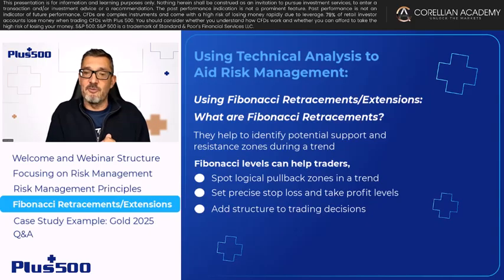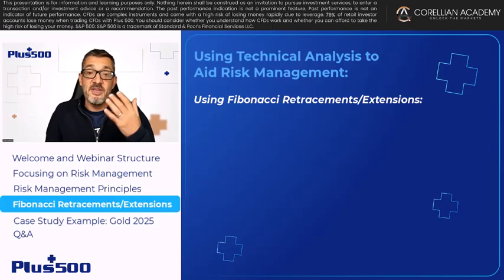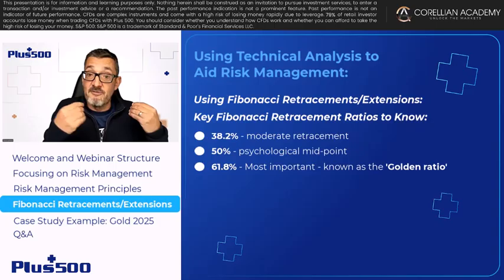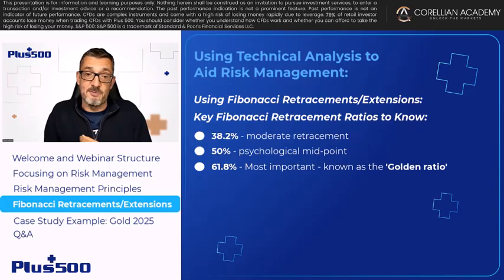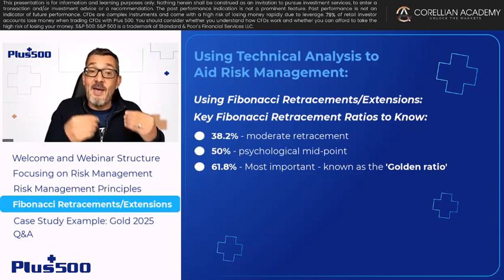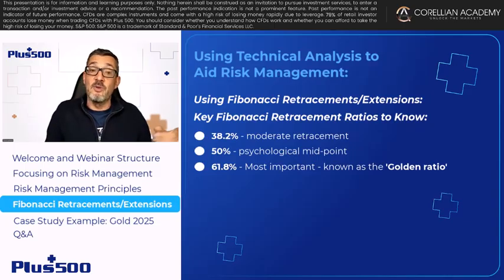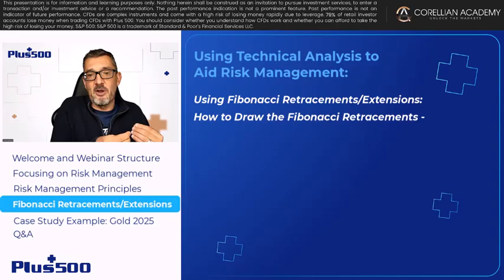Let's break down how these levels are calculated and how to use them in real-world trading. The key Fibonacci retracement ratios for you to know are the 38.2%, which is the moderate retracement, the 50%, which is the psychological midpoint, and the 61.8% retracement, which is the most important one, also known as the golden ratio. So how do we draw these Fibonacci retracements?